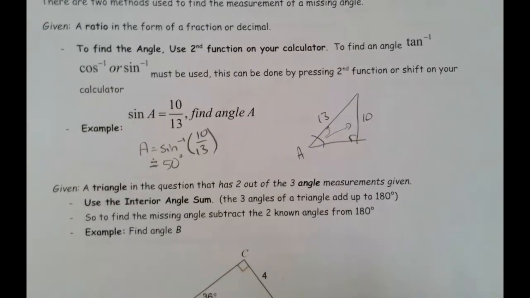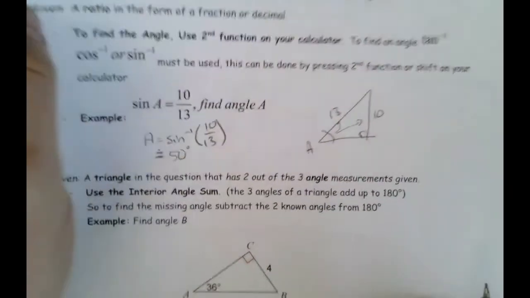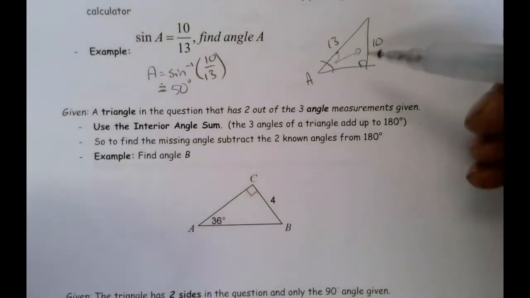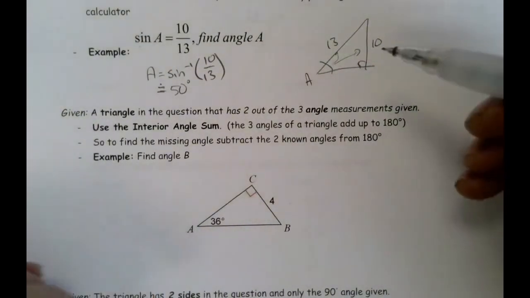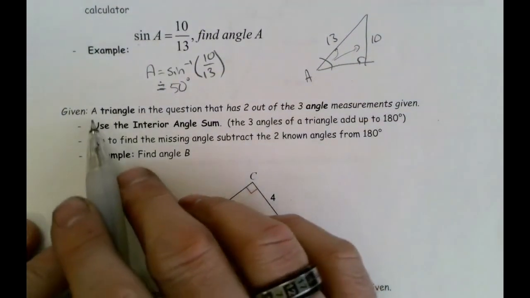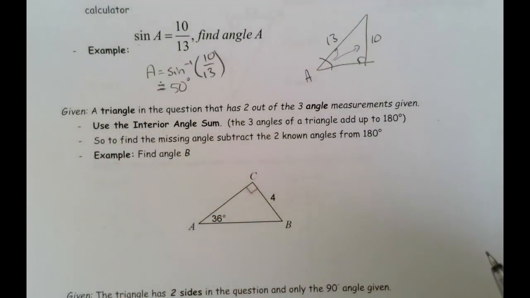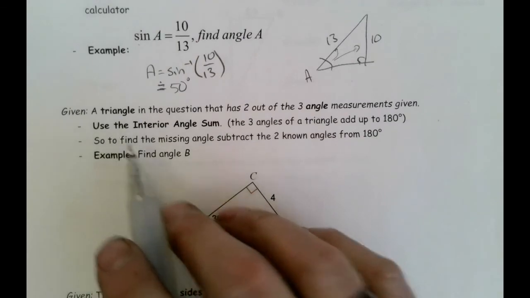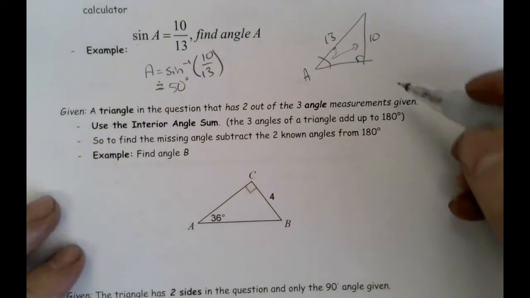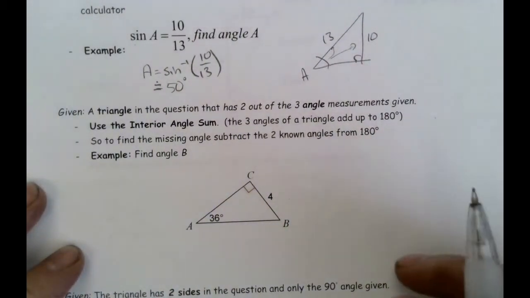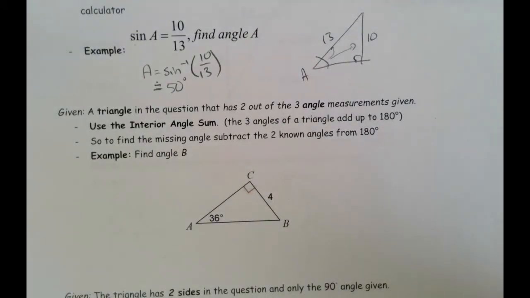Okay? And there you go. Now, I tried to kind of make these two approaches here overlap. But another thing that might happen here, I might give you a triangle in the question that has 2 out of the 3 angle measurements. So one of the things that we can do here is a little bit different. What I did up here is going to be more closely related to what's coming down here a little bit.